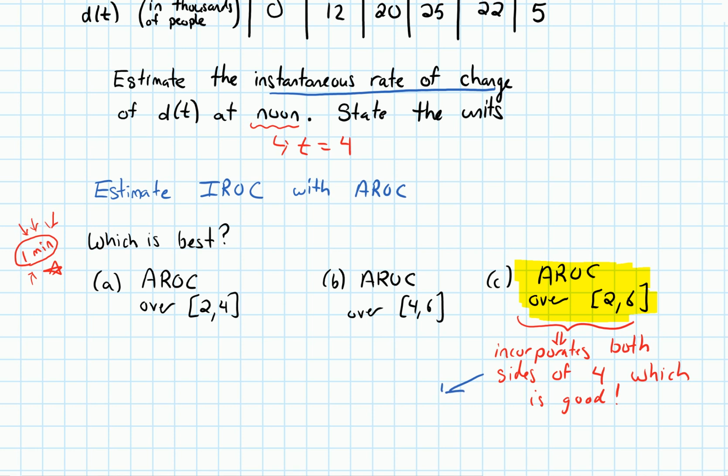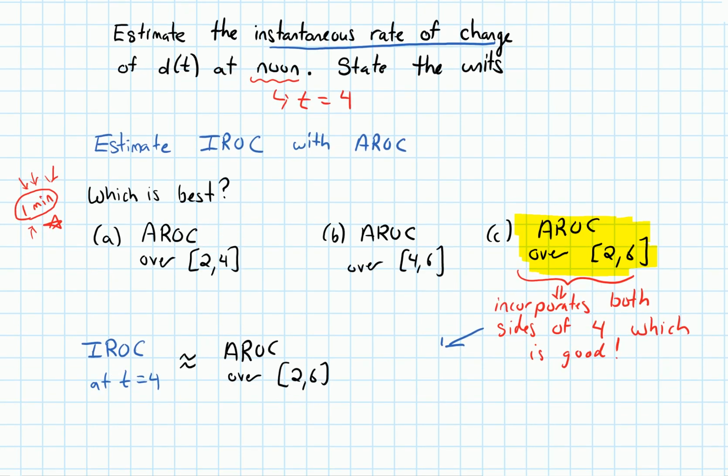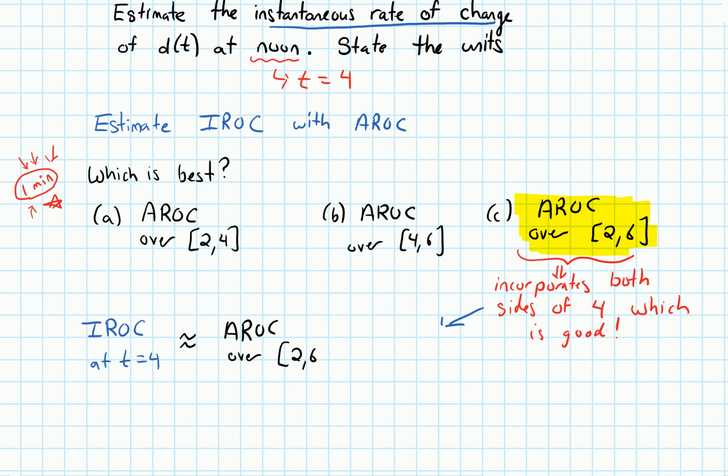Okay, so let's determine this. We're trying to estimate the instantaneous rate of change at t equals 4. And we're going to say that that's approximately going to be the average rate of change over the interval from 2 to 6. From 2 to 6, oops, that should be a closed bracket there on the 6.